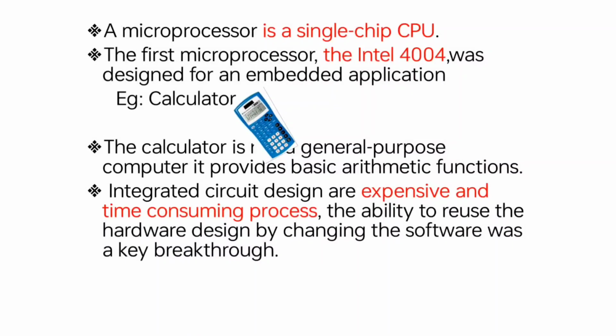A microprocessor is a single-chip CPU. The first microprocessor, the Intel 4004, was designed for an embedded application, for example, a calculator. The calculator is not a general purpose computer. It provides basic arithmetic functions. Integrated circuit design is an expensive and time-consuming process. The ability to reuse the hardware design by changing the software was a key breakthrough.